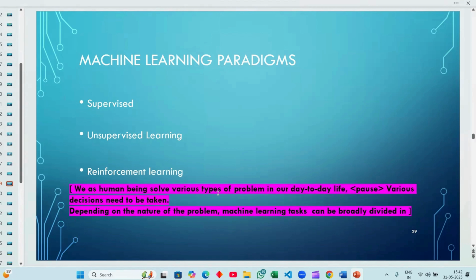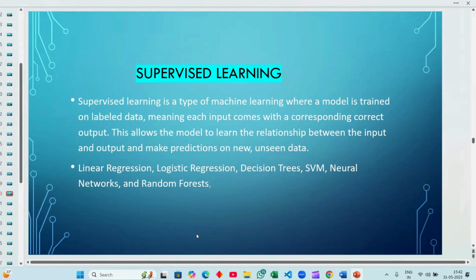We as human beings solve various types of problems in our day-to-day life. Depending on the nature of the problem, machine learning tasks can be broadly divided into supervised learning and unsupervised learning, right? In supervised learning, we all know the concept, which mostly is used to handle labeled data, and it trains the models on the relationship between the independent and dependent values or variables, and it makes predictions and takes outputs by doing some function operations and algorithms. Mostly we use linear regression, logistic regression, decision tree, SVM (support vector machine), neural networks, and random forest.